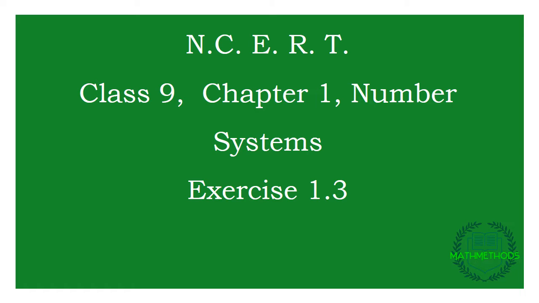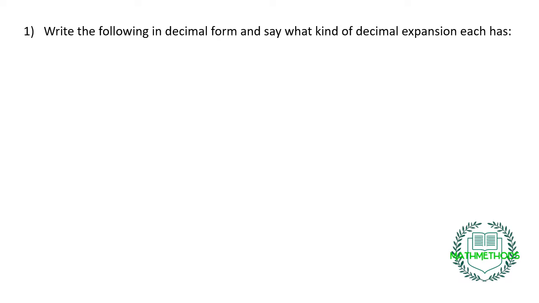Chapter 1 Number Systems Exercise 1.3 Question number 1. Write the following in decimal form and say what kind of decimal expansion each has. Example 1. 36 upon 100.